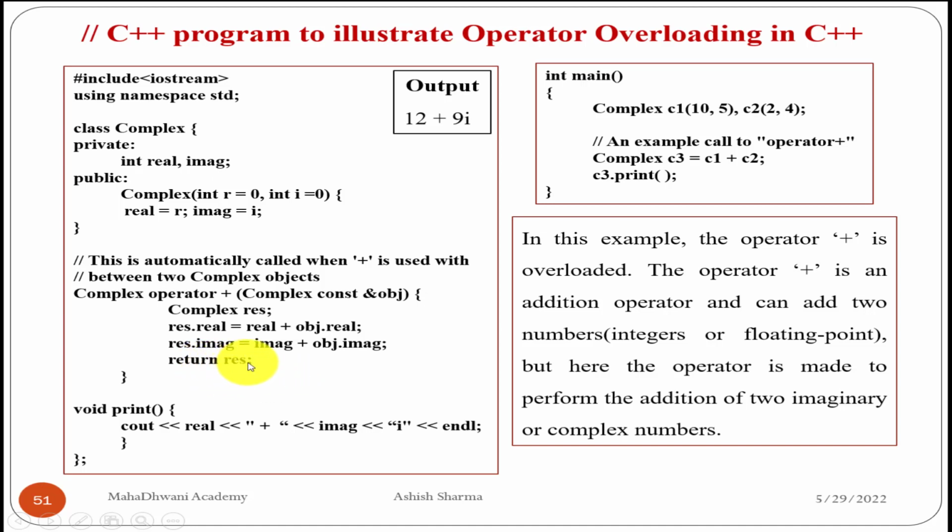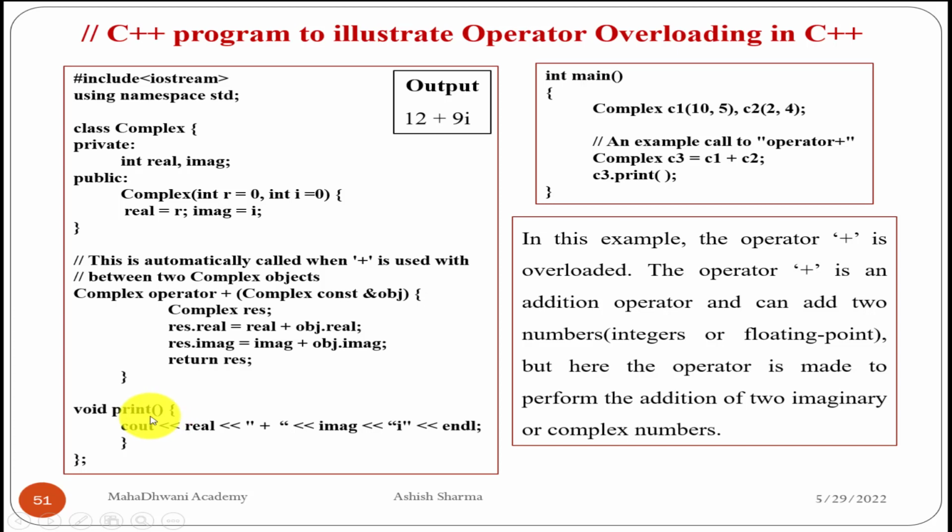Return res, so we are returning a value for both the real and the imaginary parts. Whenever we return the value for both real and imaginary, because the object is here with both, that's why we are returning a value for real and imaginary part, and close the operator overloading section.